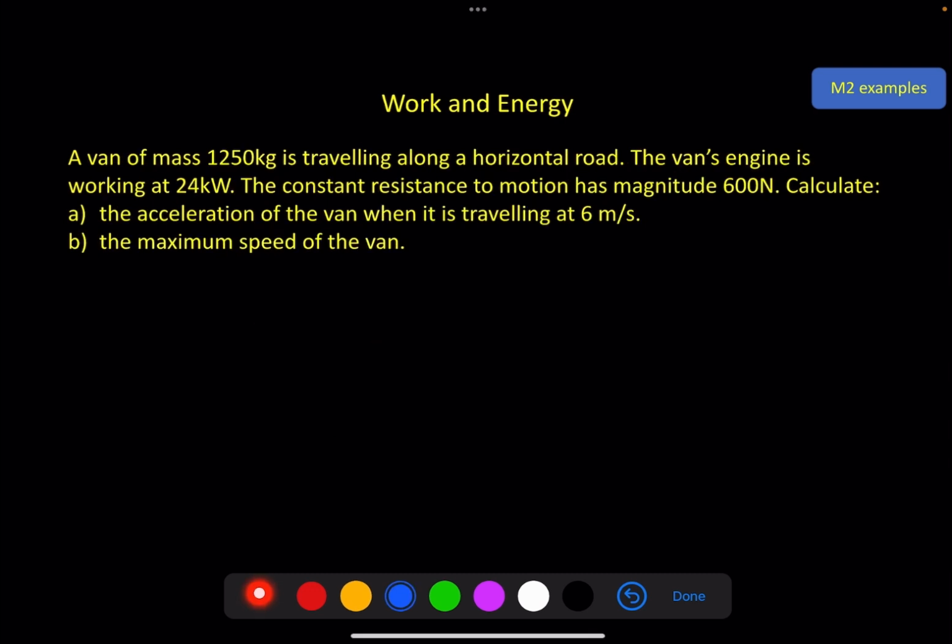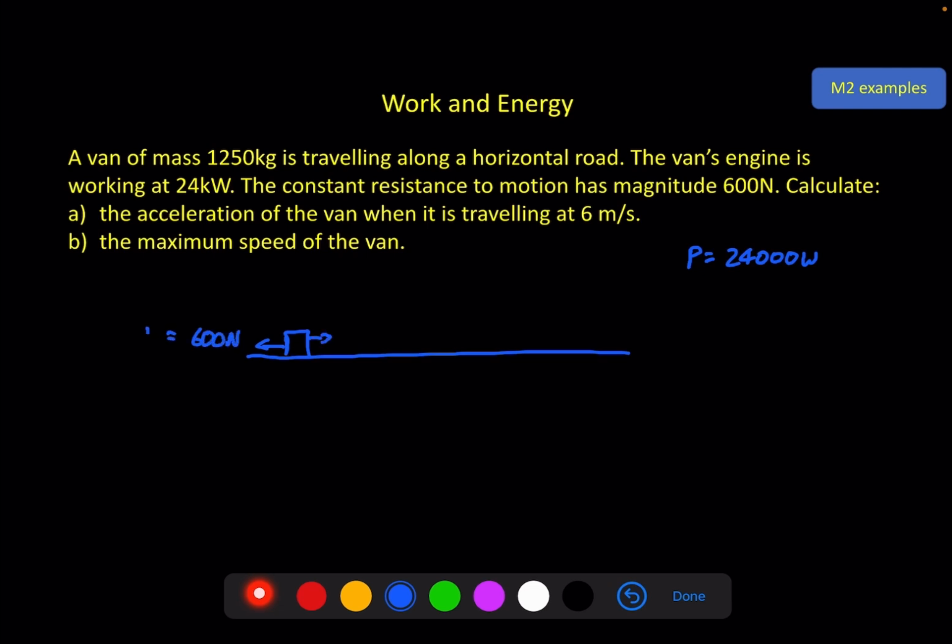Second example. A van of mass 1,250 kilograms is traveling along a horizontal road. Here we go, a very box-like van as usual. The van's engine is working at 24 kilowatts. Now be careful to turn that power into watts before you use it in an equation. Don't use the kilowatts in the equation. The constant resistance to motion has magnitude 600 newtons, assuming the van is going to the right, the resistance is going to the left. Calculate the acceleration of the van when it is traveling at 6 meters per second.